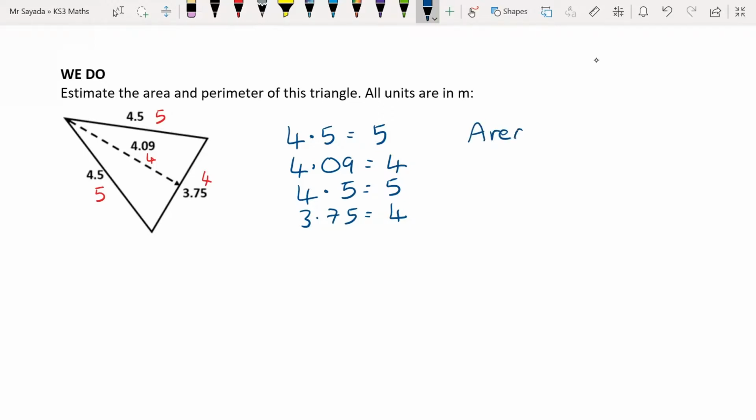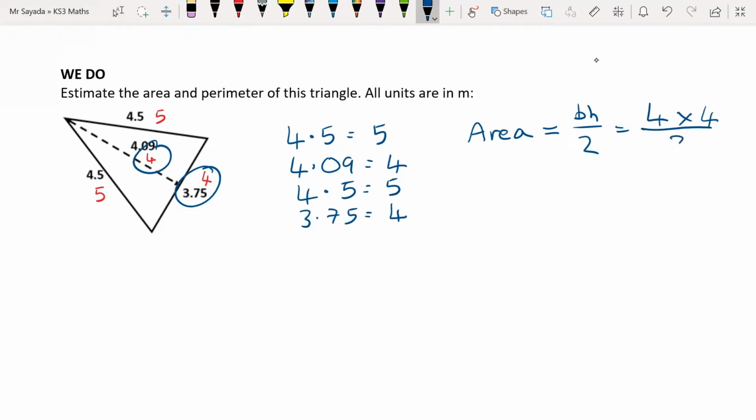What's the formula for the area of a triangle? Say your answer to the video now. You should have said base times height over 2. What's the base of this triangle? Say your answer now. The base of this triangle is 4. What's the height of this triangle? Say your answer to the video now. The height of this triangle is 4.